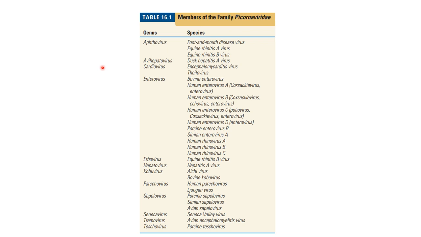The sole species in the genus Senecavirus is Seneca Valley virus, found in pigs throughout the United States, but there is no associated disease. It is currently in clinical trials to assess its value for treating human tumors. Avian encephalomyelitis virus, which causes the eponymous disease in young chickens, pheasants, quail and turkeys, is the sole species in the genus Tremovirus.